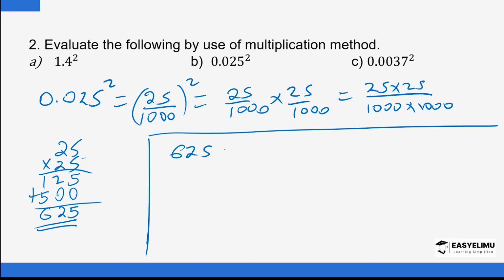And then 1,000 by 1,000 is 1 million. So you have 1, 2, 3, 4, 5, 6. You need to add 3 zeros here before the decimal point.